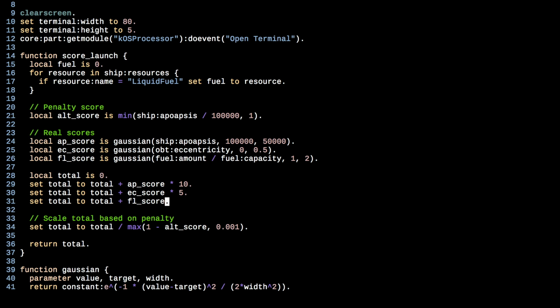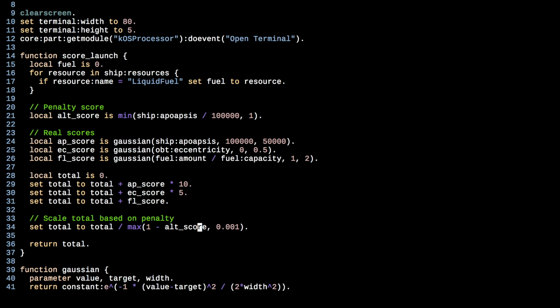Now what we're going to do is we're actually going to look at this penalty score. And here I've actually set up this altitude score that's a minimum of the ship apoapsis divided by 100,000 meters. And this is basically just a way that we can scale things down, because we're going to subtract that from 1 and divide it. To make sure that if you didn't actually get up into space, well, your score is going to be heavily, heavily penalized. If you got to space, then great, your score is going to be times 1,000. If you didn't, it's not going to be times 1,000, and so you're not going to compete.